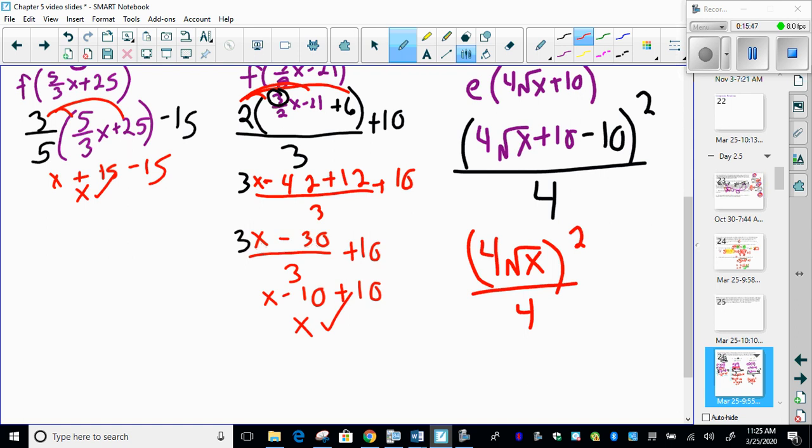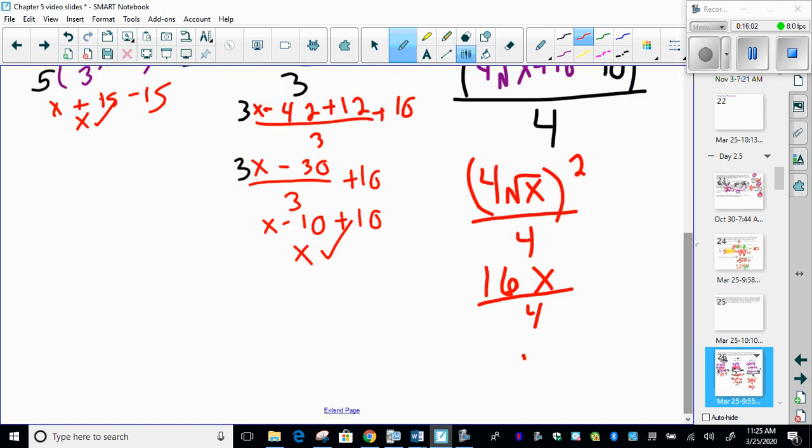Okay, so then I have to square the whole thing. Keep in mind you are squaring multiplication, which means you're sending through that squared, or think of it as 4 times the square root of x times 4 times the square root of x, which is 16 times x, because the square root of x times the square root of x is x, over 4, which means this simplifies to 4x, which means they are not inverses.